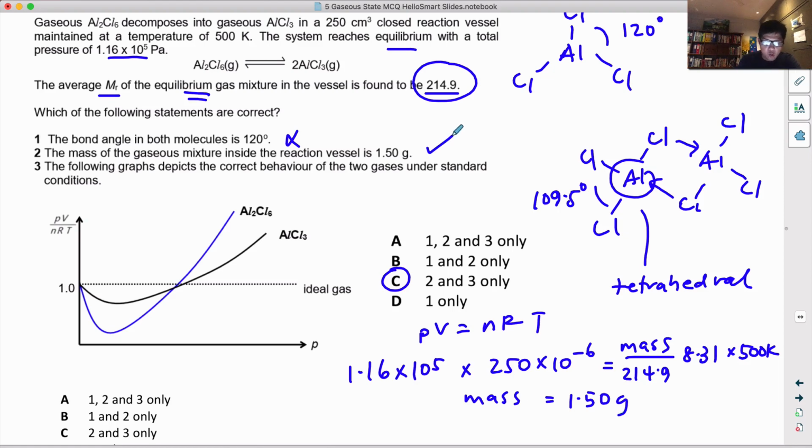So this one here, because it's larger, has more significant instantaneous dipole-induced dipole interactions. It will deviate more from ideal gas behavior, so you should see a greater deviation compared to AlCl3, which has less deviation. So this last statement is also correct. So the answer is 2 and 3.